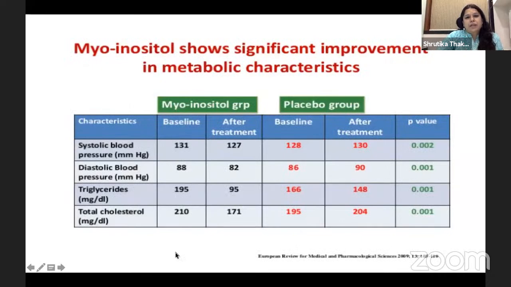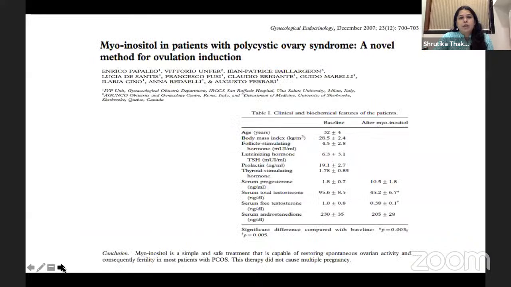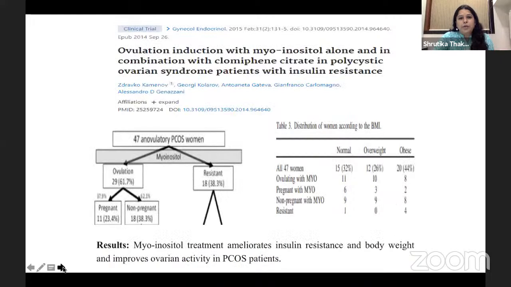It shows a significant improvement in metabolic characteristics as well. We see that there are less chances of hypertension, which is very common in the PCOS group. So usually when I start Myo-Inositol pre-conception, I usually continue it because I also feel that it has a role in prevention of GDM. So I usually would continue it throughout pregnancy also. And usually the dose that I recommend is 2 grams per day of Myo-Inositol.